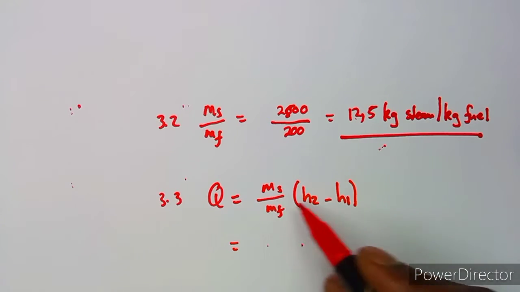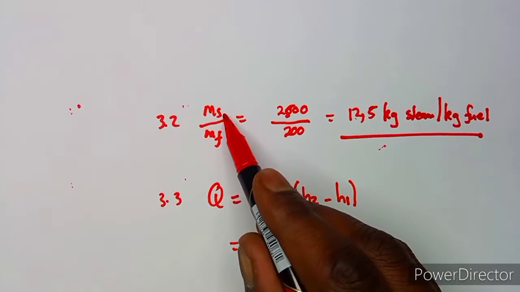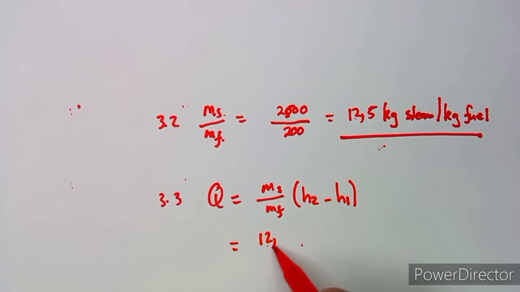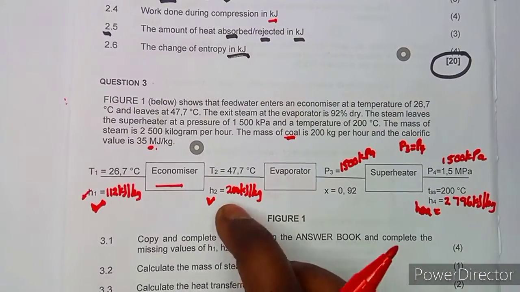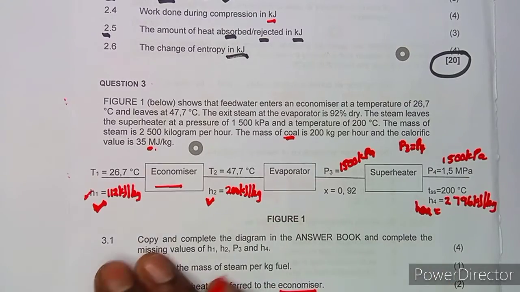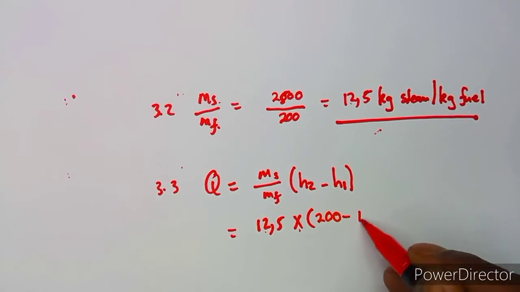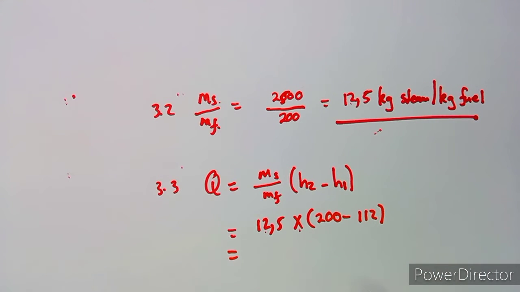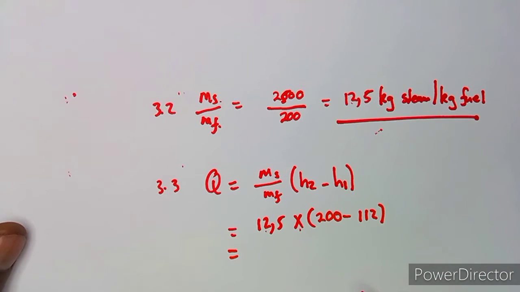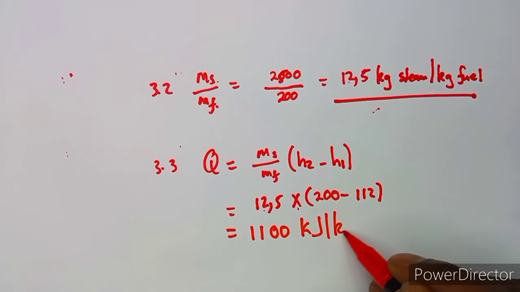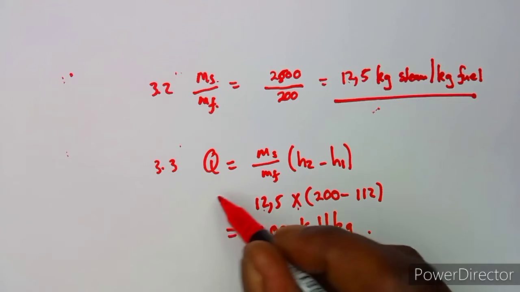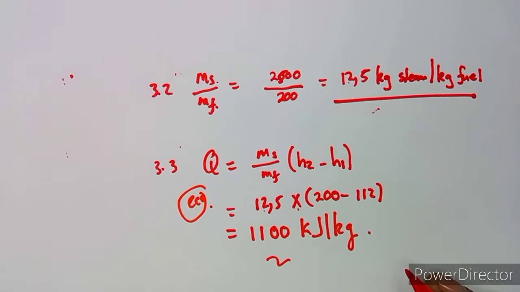This one we have already calculated. We got 12.5 for ms over mf. So 12.5 times H2 minus H1. If these values are wrong, everything is going to be wrong. So you subtract 200 minus 112. That is your Q, which in this case I obtained something like 1100 kilojoules per kg. That is what you are going to have in the economizer. Just like that, guys, I think it's very, very simple.